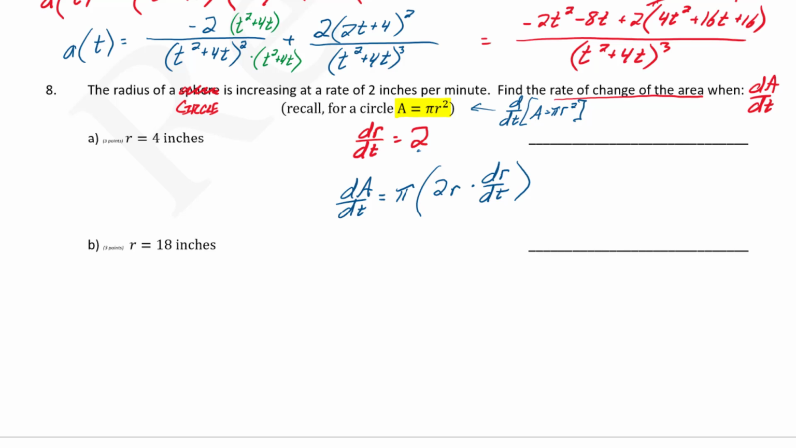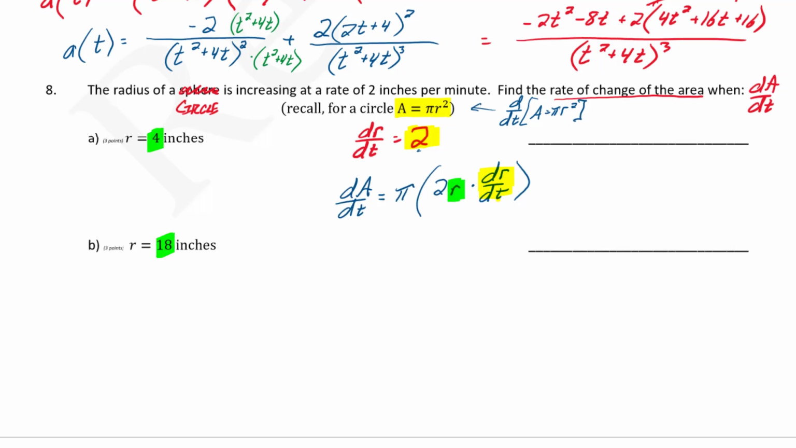So if I now plug in the values that they provided, all of the dr over dt's are just going to turn into 2 like we have there. And then the r right there is going to either be a 4 one time or an 18 the next time.